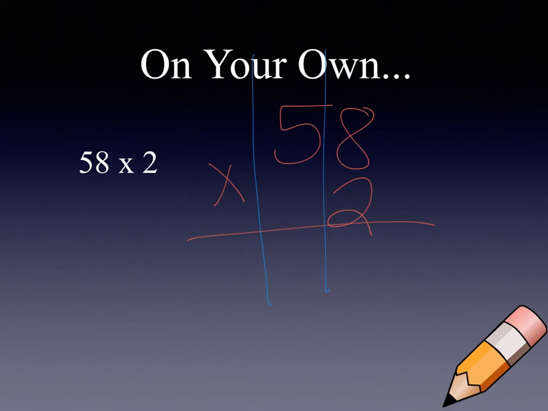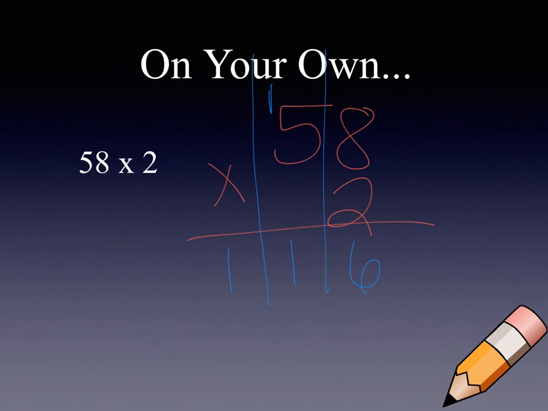So 8 times 2 is 16. I'm going to regroup the 1. Remember, we're not carrying. We are regrouping. And then I'm going to do my 2 multiplied by my tens place, which is a 5. So 2 times 5 is 10. And then I'm going to add that 1 more that's up there, that extra 10 that I regrouped. So 2 times 5 is 10, plus 1 more is 11. And I'm making sure that I am separating those place values.